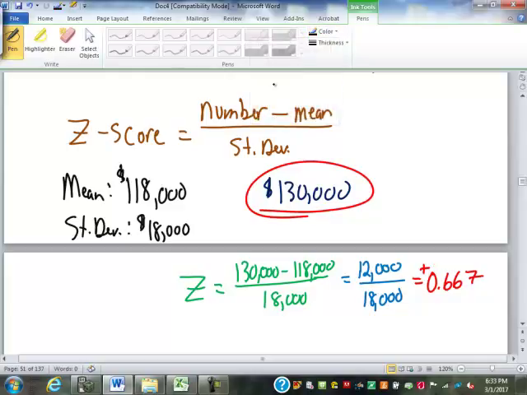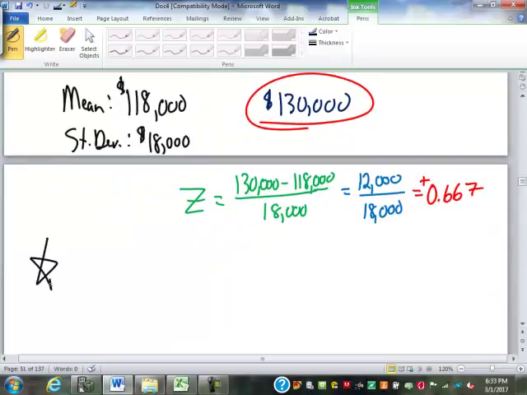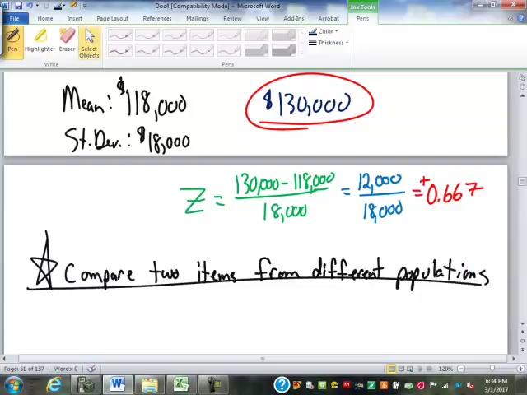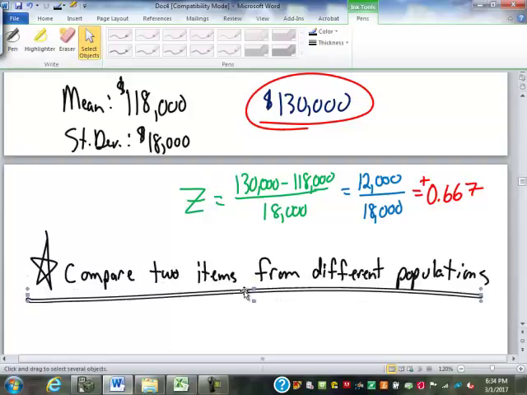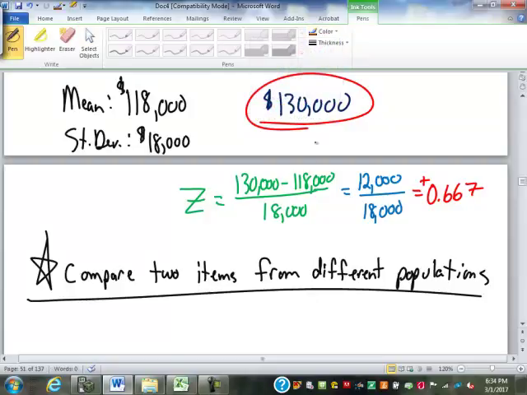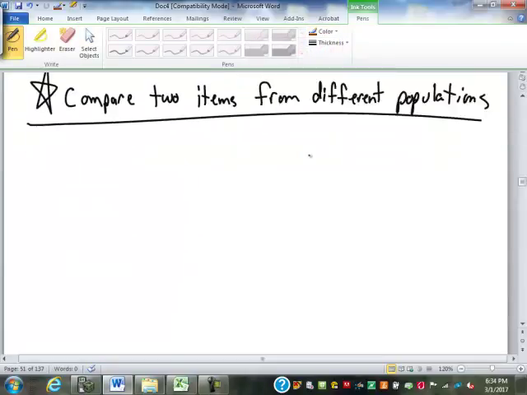Now the real strength of a z-score, the reason that z-scores are used, is you can compare two items from different populations. What does that mean? Well, let me give you an example. Let's go back to buying a home again.